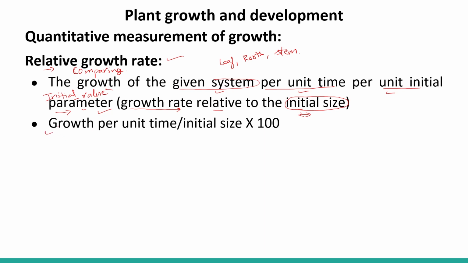So this is the formula of relative growth rate: growth per unit time, which is also known as absolute growth, divided by the initial size, into 100. This is how the relative growth rate can be expressed mathematically.